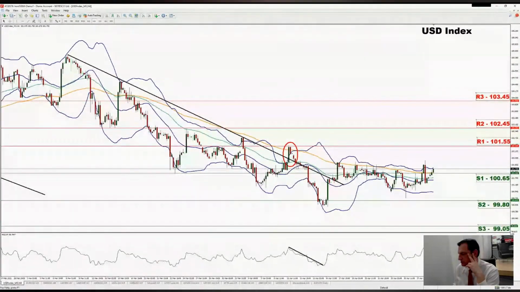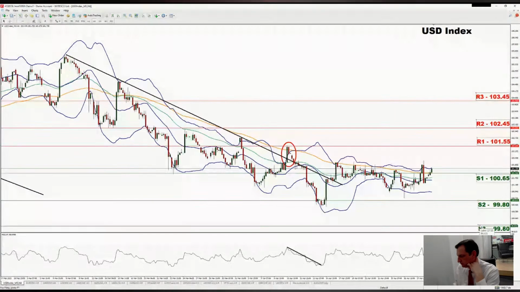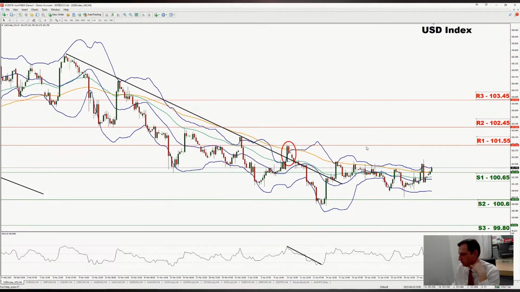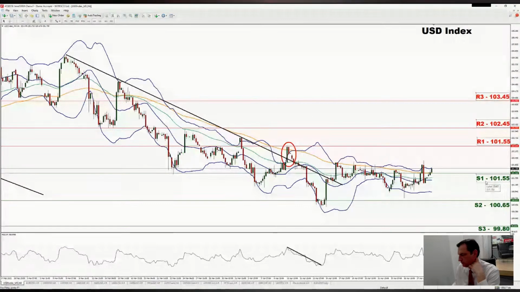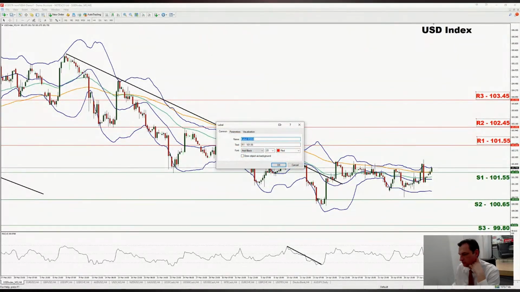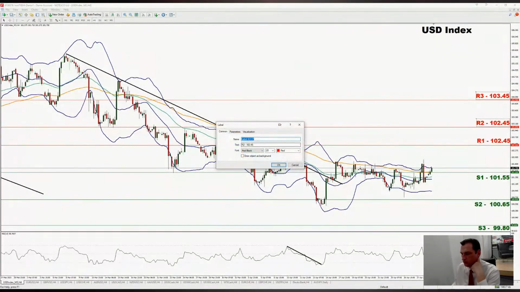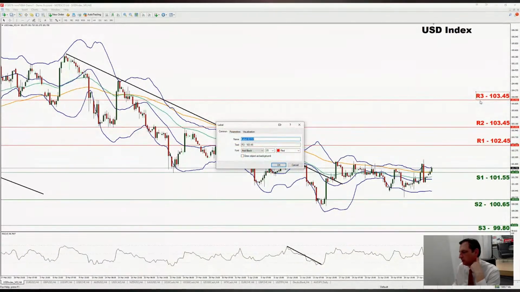Starting with the S3, which is now being placed at 99.80. The S2 at 100.65. The S1 at 101.55. The pivot at 102.45. R2 at 103.45. And the R3 at 103.95.